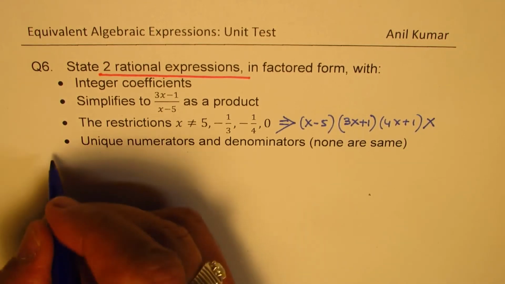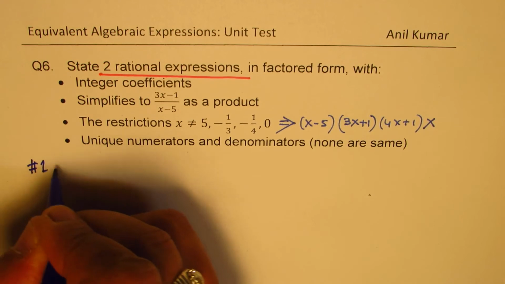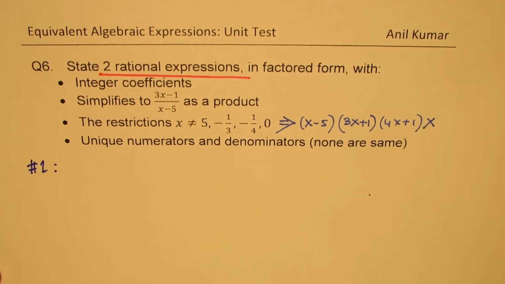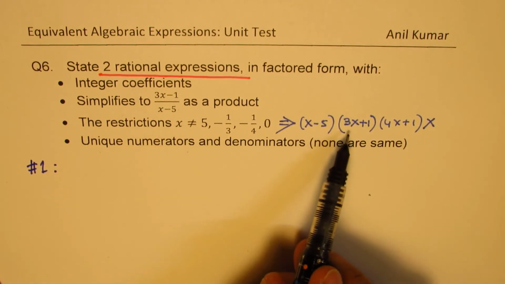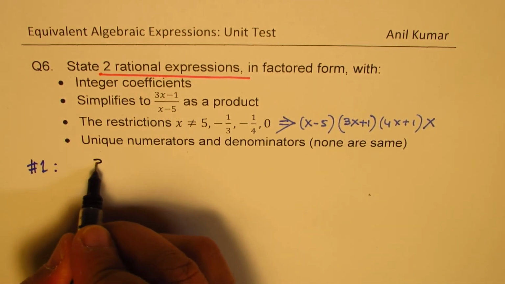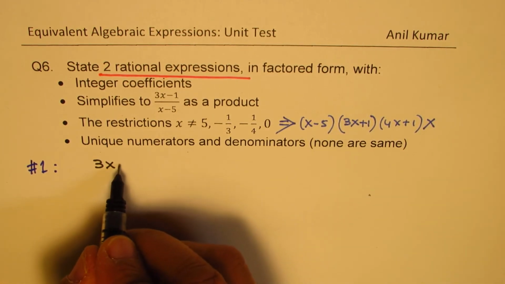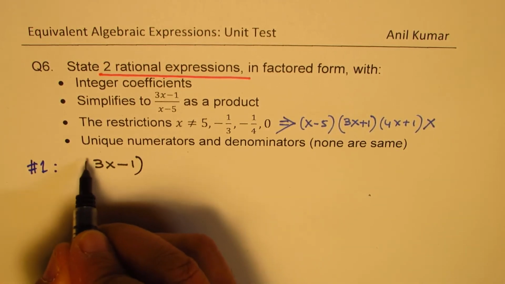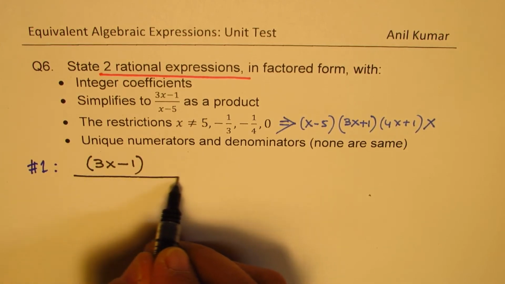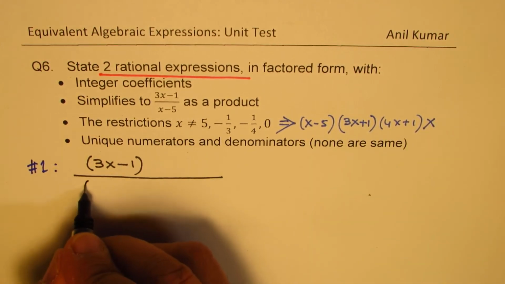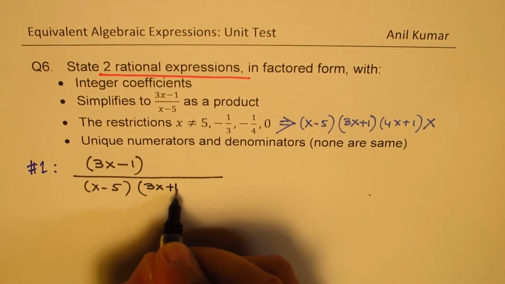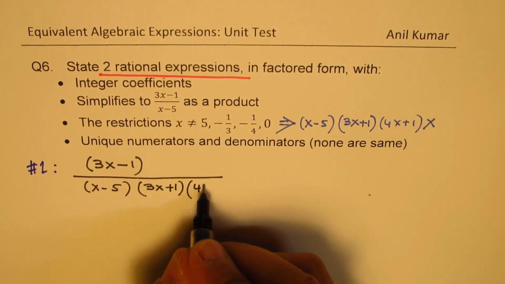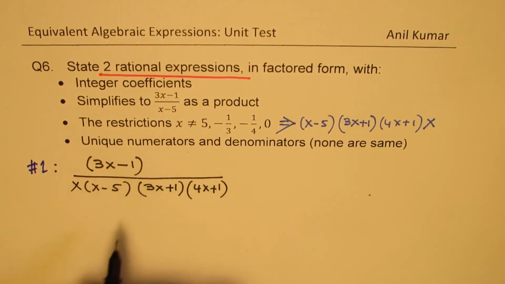So let me write down the first one. So let's write down the first expression, right? So the first expression I'm writing as, we need 3x minus 1. Okay, so we'll write like this. 3x minus 1 in the numerator, and in the denominator we have all these terms. X minus 5 times 3x plus 1 times 4x plus 1, and let's multiply this with x. So we have incorporated all these restrictions.